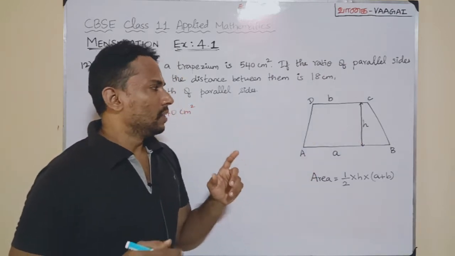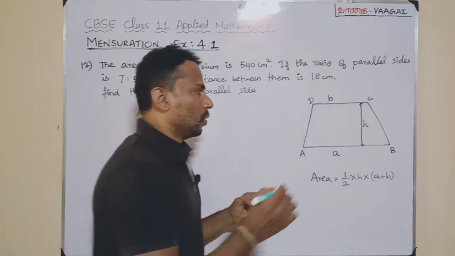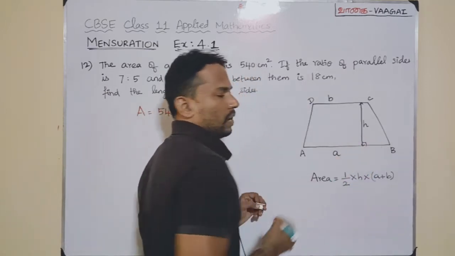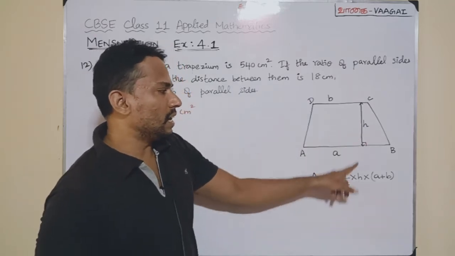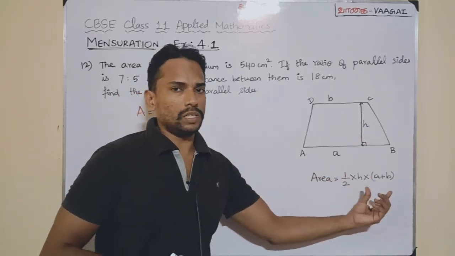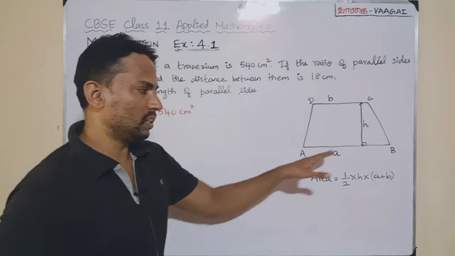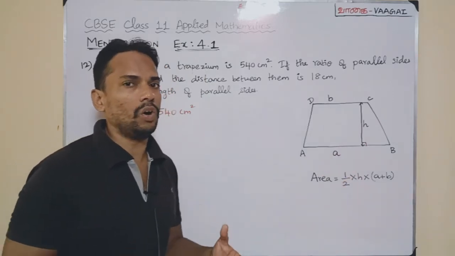Note that this is a perpendicular distance. Now the area will be given by half into this height H into A plus B, that is the sum of the two parallel sides. So this is how we find the area. This is the formula to calculate the area of a trapezium.